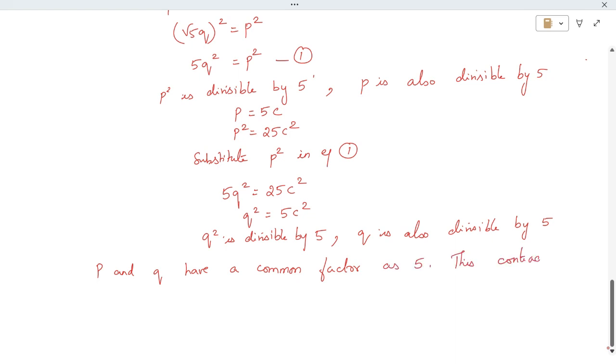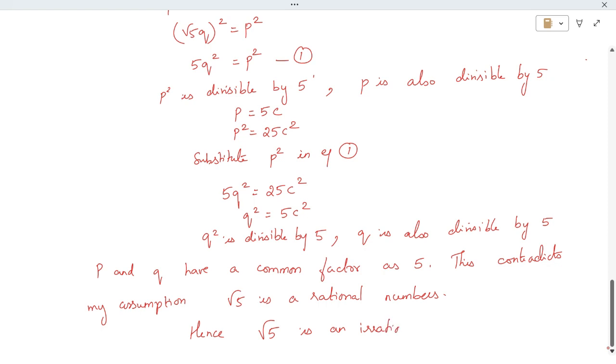This contradicts my assumption. I assumed that it's a rational number because it can be expressed as p by q, and p and q are co-prime. It doesn't have a common factor, but it has a common factor 5. So this contradicts my assumption that root 5 is a rational number. So hence we can prove root 5 is an irrational number. Got it? So this is my proof for root 5 is an irrational number.